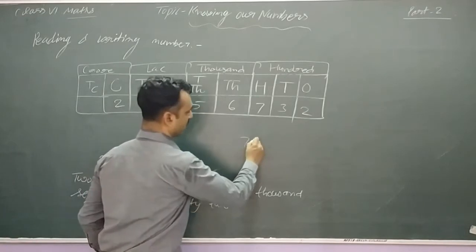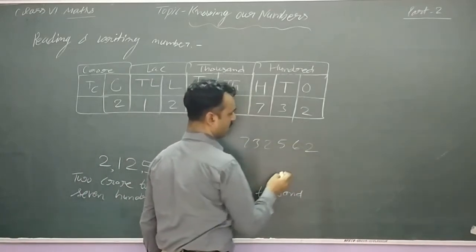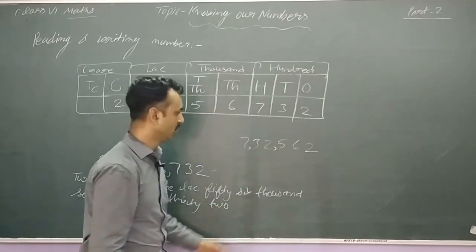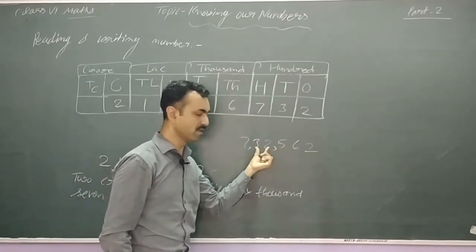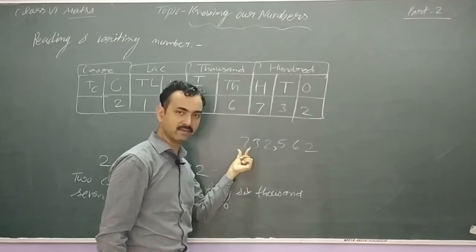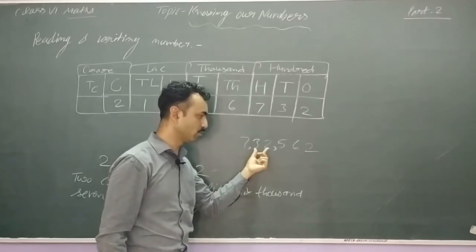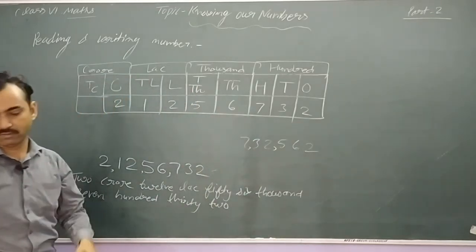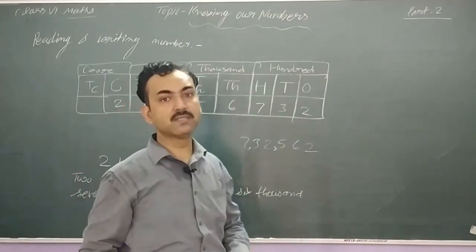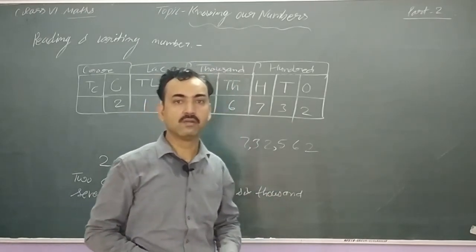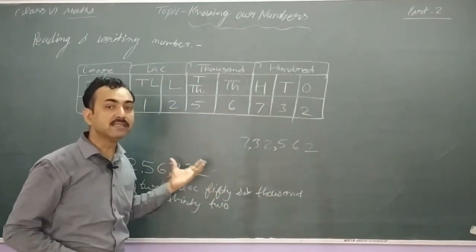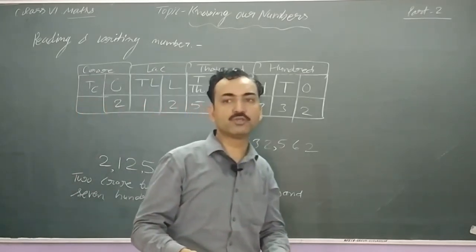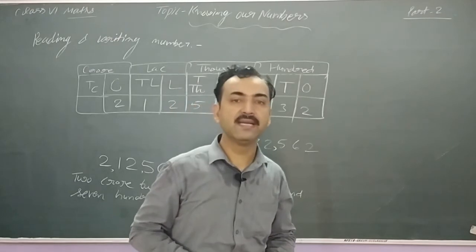Suppose we are given this number. So what do we do? First we put 1, 2, 3, comma, 1, 2, comma. Okay. Now this is the 100 group, this is the 1000 group, and this is the lakh. So we will read 7 lakh 32,562. Simple. When you practice again and again, then you will grab the skill. This is the skill. The more questions you do, the more you will improve your skill of reading and writing numbers.